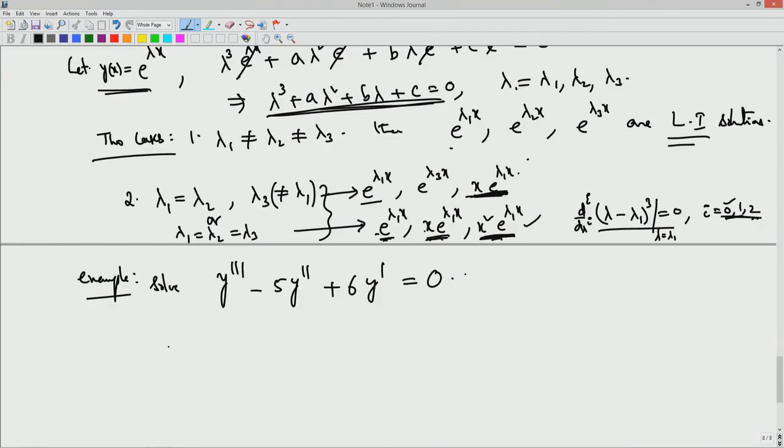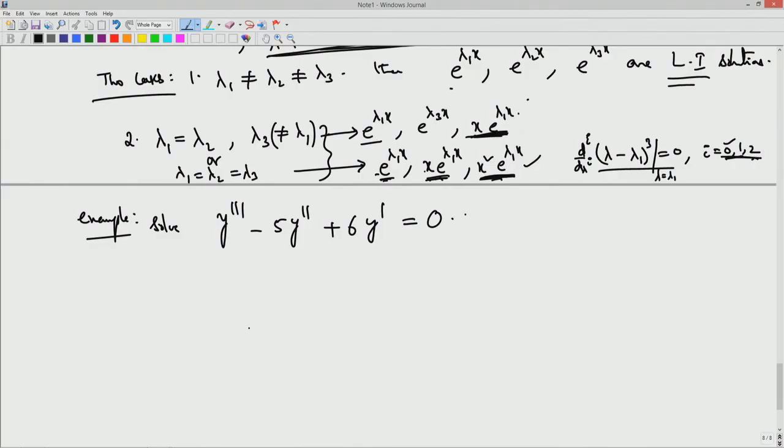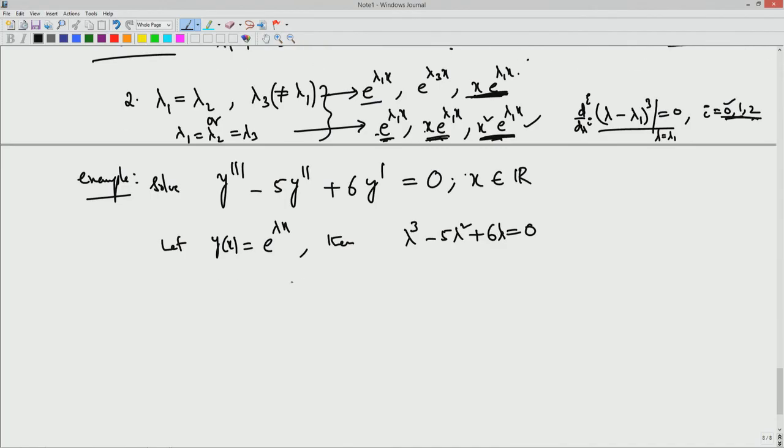So, what I do, this is a higher order equation with constant coefficients. Okay, nothing is given means x is the full real line R. So, let y of x, you look for a solution of the form e power lambda x. Then like earlier, you have lambda cube minus 5 lambda square plus 6 lambda equal to 0. Okay. This implies lambda into lambda square minus 5 lambda plus 6 equal to 0.